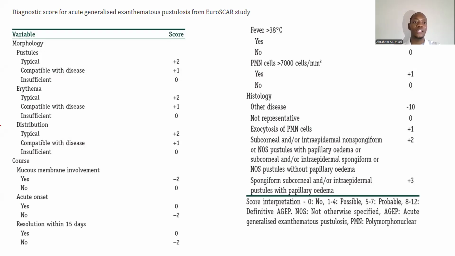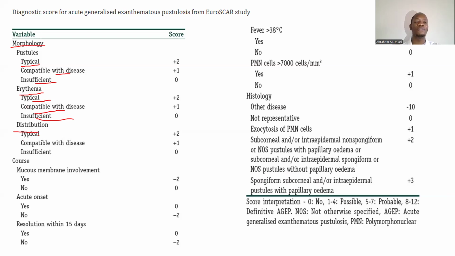So the validation score that we usually use in diagnosis of AGEP, in this case, someone will have different variables, and each variable attracts a particular score. First we look at the morphology of the rash. If someone has pustules and it is typical of AGEP, then you give them a +2. If it is not very close, but maybe, you give it a +1. If there are no pustules, there's no relation, you can give it a 0. Then if there's erythema and it's a typical one, you give it a +2. If it's compatible with the disease, +1. If it's insufficient, you give them a 0.